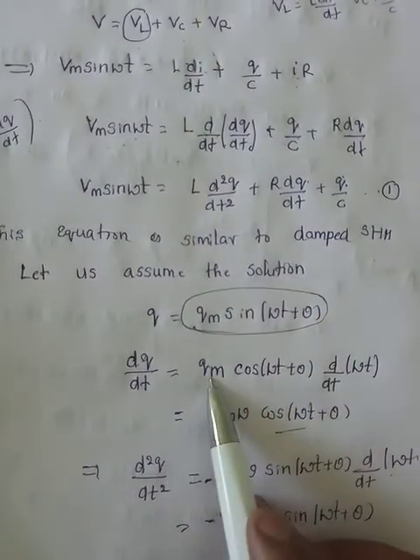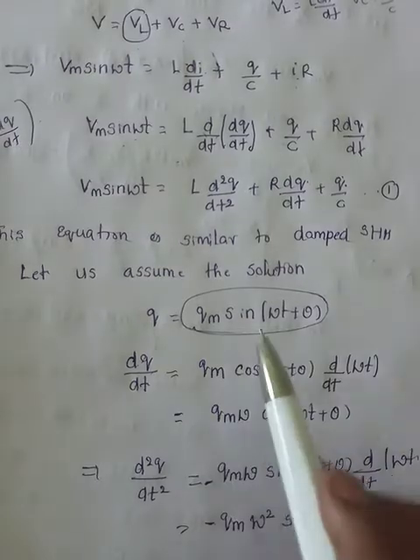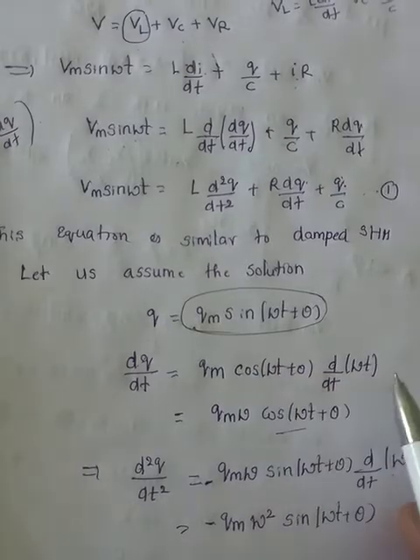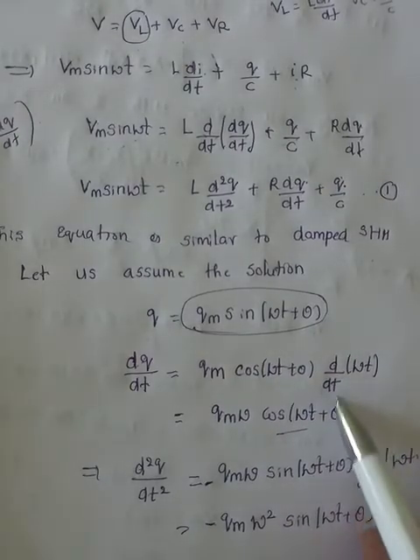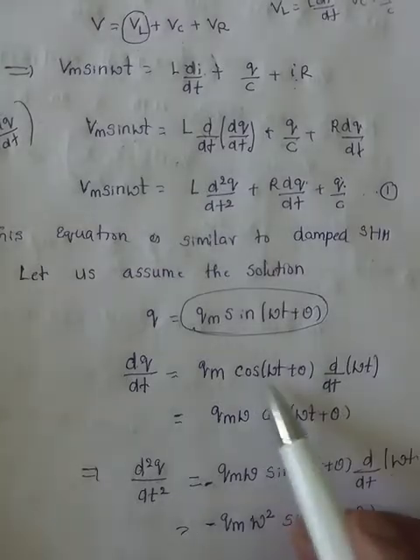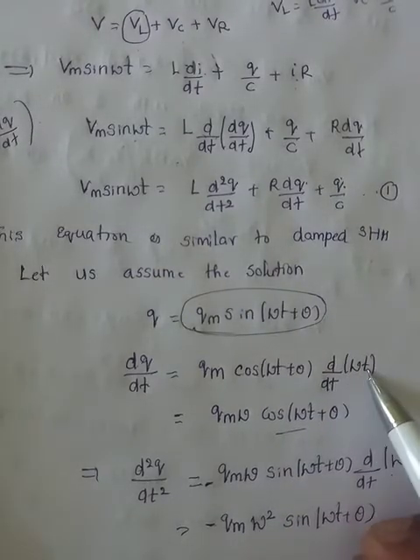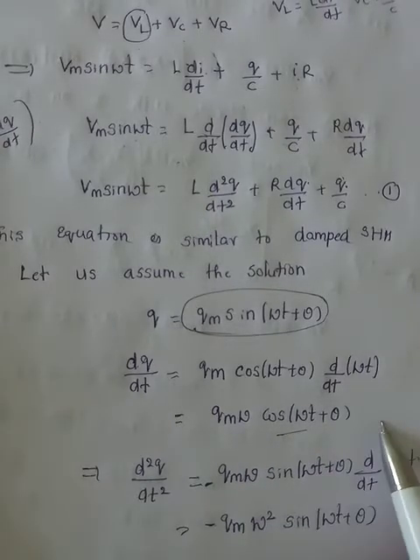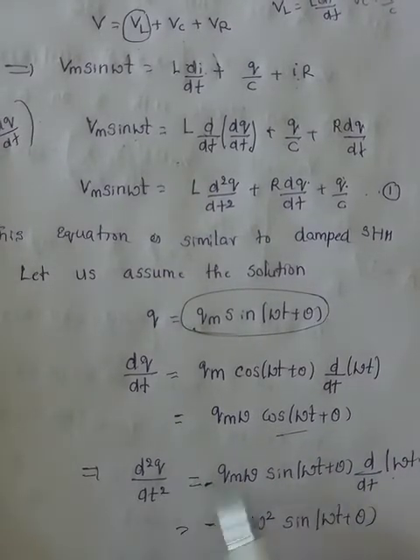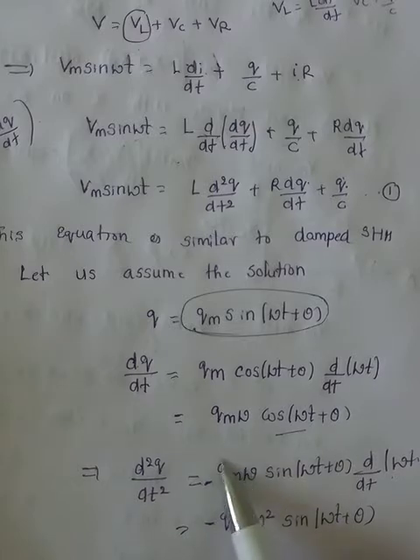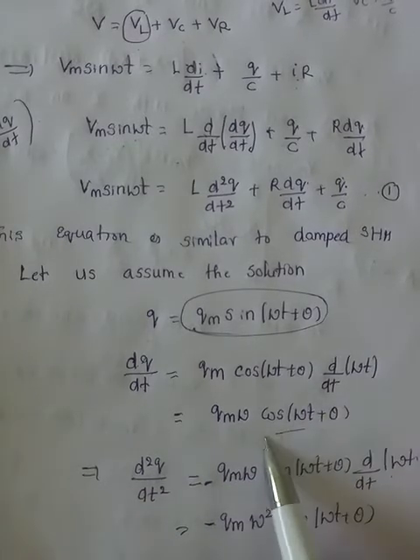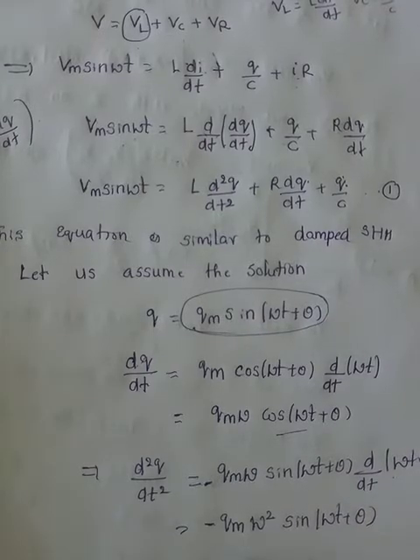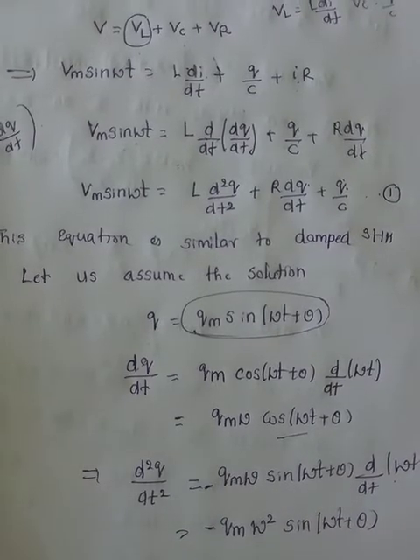Differentiation of Qm is constant, so Qm is kept outside. Differentiation of sin x is cos x, cos of omega t plus theta. Again the variable term is omega t, so d by dt of omega t. From this, d by dt of t is 1, we got omega, so we got Qm omega cos of omega t plus theta. Again differentiating the same equation, Qm omega remains same, d by dx of cos x is minus sin x into d by dt of omega t, minus Qm omega square sin of omega t plus theta.